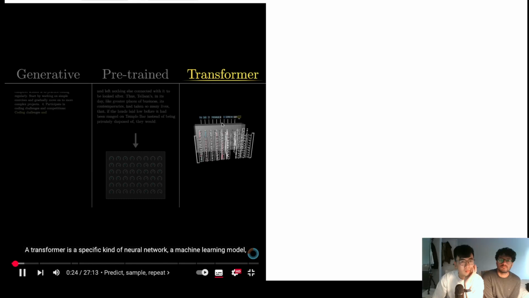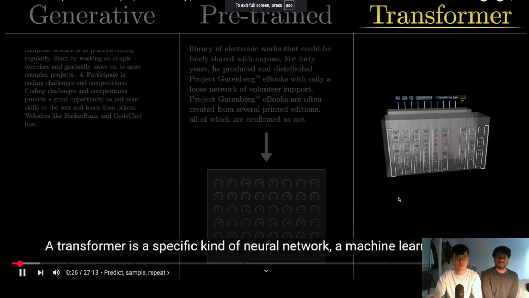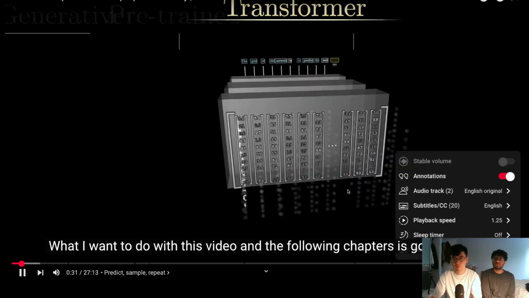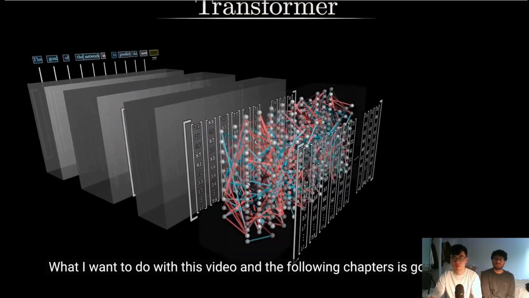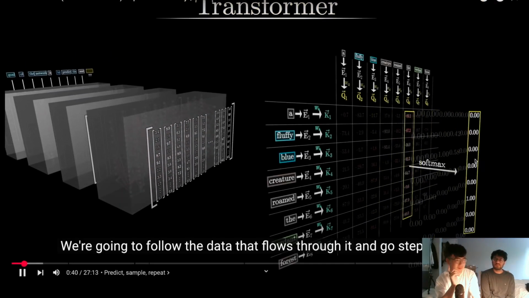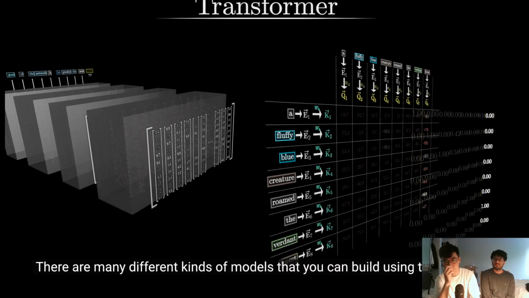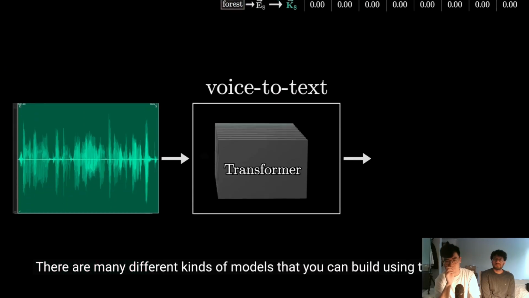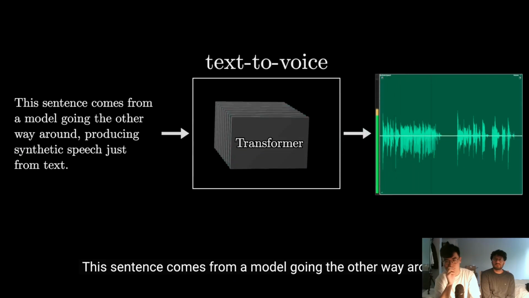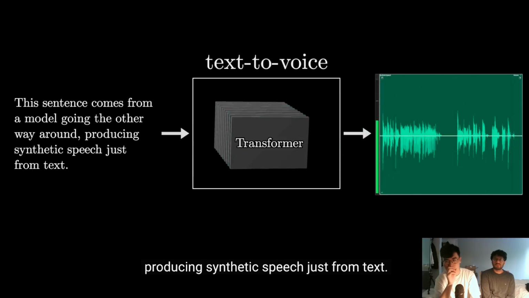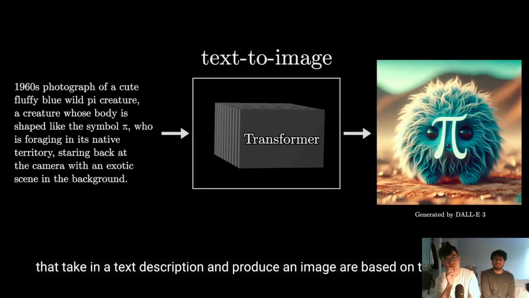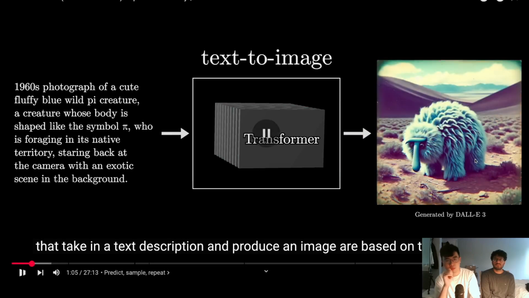Insinuates that there's more room to fine-tune it on specific tasks with additional training. But the last word, that's the real key piece. A transformer is a specific kind of neural network, a machine learning model, and it's the core invention underlying the current boom in AI. What I want to do with this video and the following chapters is go through a visually driven explanation of what actually happens inside a transformer. We're going to follow the data that flows through it and go step by step. There are many different kinds of models that you can build using transformers. Some models take in audio and produce a transcript. This sentence comes from a model going the other way around, producing synthetic speech just from text. All those tools that took the world by storm in 2022, like DALI and Midjourney, that take in a text description and produce an image, are based on transformers.